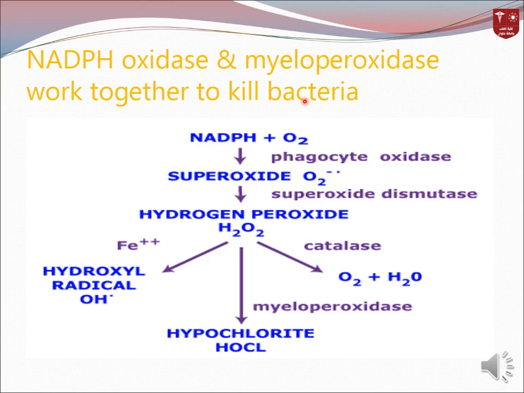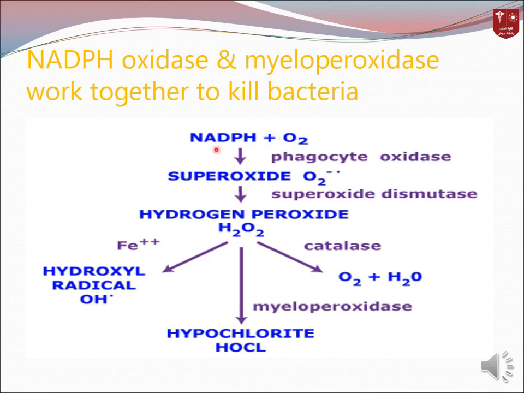We can kill the bacteria by two mechanisms, either by the lysosomal enzymes, the hydrolases, and this creates an acidic pH inside the cell which will kill the bacteria. So this is a process which does not require oxygen. Another process for killing bacteria is by an energy requiring, oxygen requiring enzyme, which is NADPH oxidase and myeloperoxidase. So these two enzymes work together to kill bacteria through an oxygen requiring process.